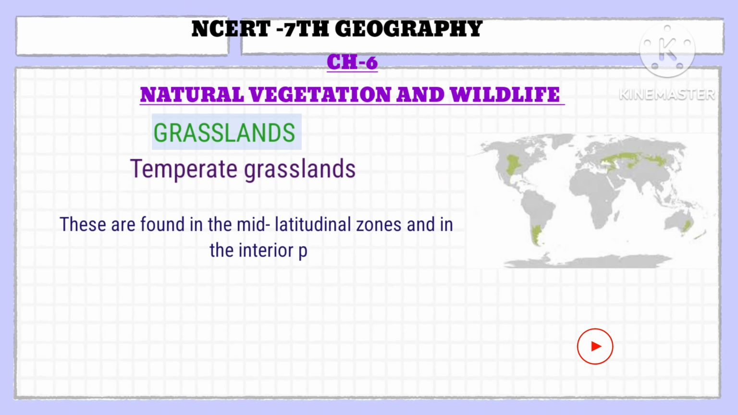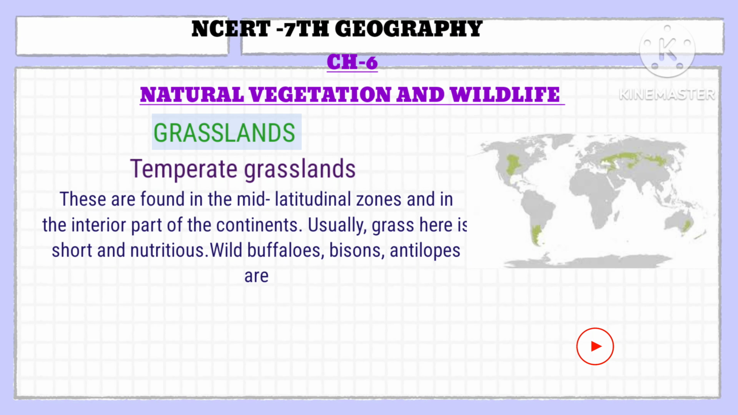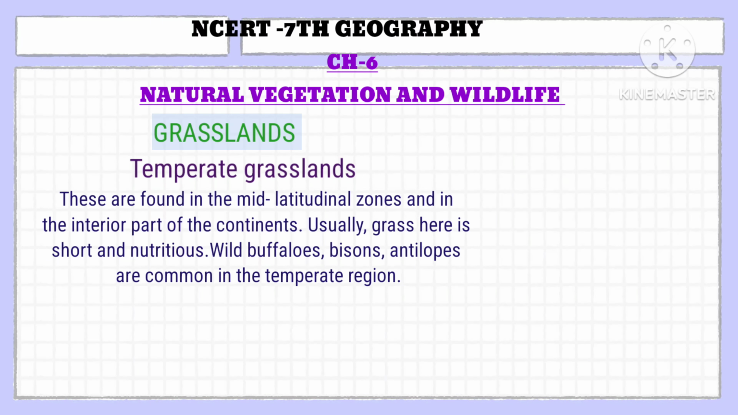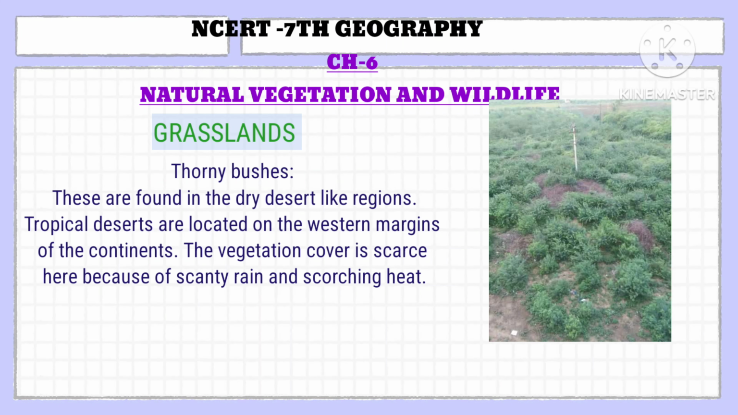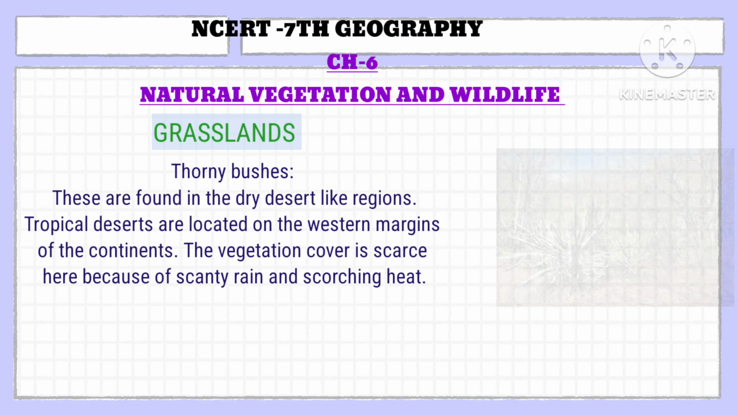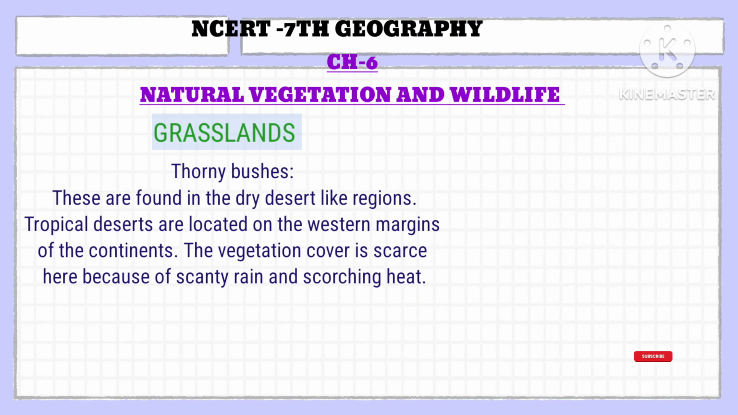Temperate grasslands are found in the mid-latitudinal zone and in the interior parts of the continents. Usually, grass here is short and nutritious. Wild buffalo, bison, and antelopes are common in the temperate region. Thorny bushes are found in the dry desert-like region. Tropical deserts are located on the western margins of the continents. The vegetation cover is scarce here because of the scanty rain and the scorching heat.